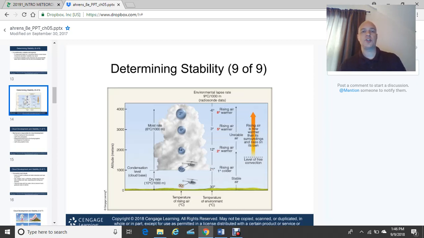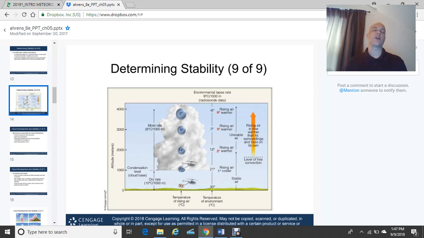And then once you reach the base of the cloud, that is known as the condensation level. So condensation level is the point at which you reach 100% saturation or 100% relative humidity, and your water vapor condenses into a liquid form. So that's where you see your cloud base, your condensation level.